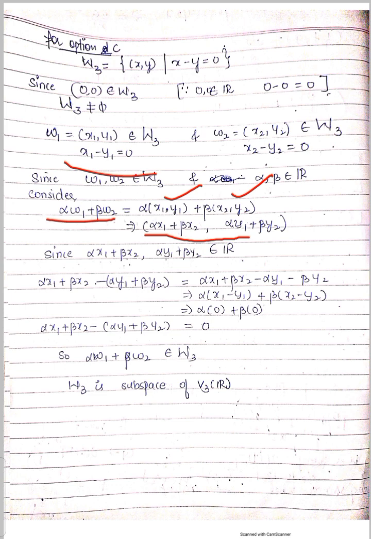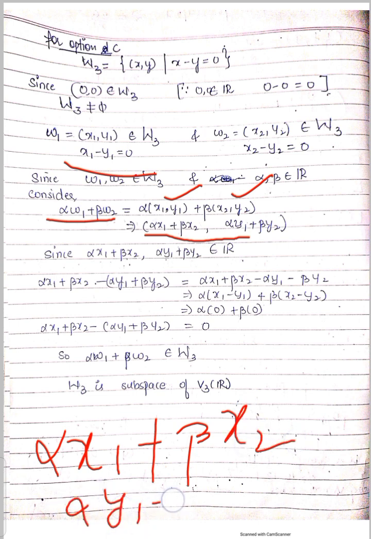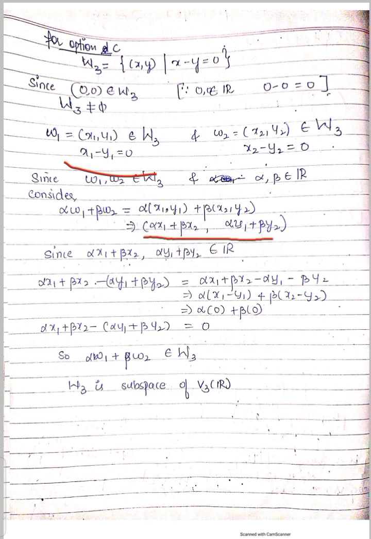So here these two elements, alpha into x1 plus beta into x2, this is also a real number, and alpha into y1 plus beta into y2 is also a real number. Okay, now we have to check whether both are real numbers, both are in the ordered pair, but this element alpha into W1 plus beta into W2 is going to be an element of W3 if it satisfies this condition, right? So we have to apply this condition. We have to just subtract these two elements. If it became 0, then we can say that alpha into W1 plus beta into W2 is also an element of W3.